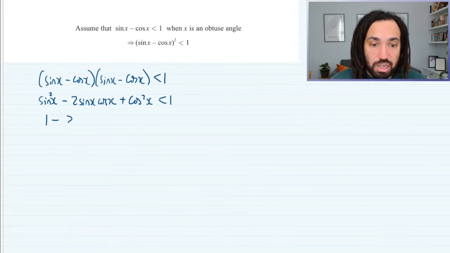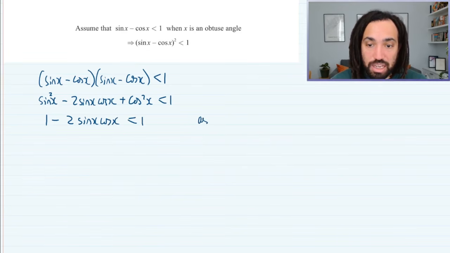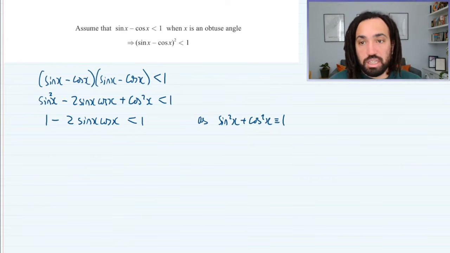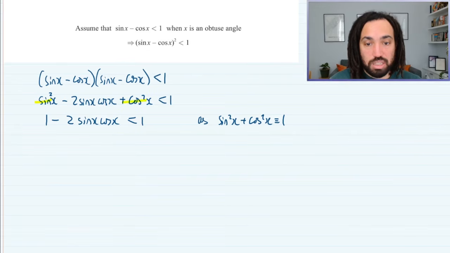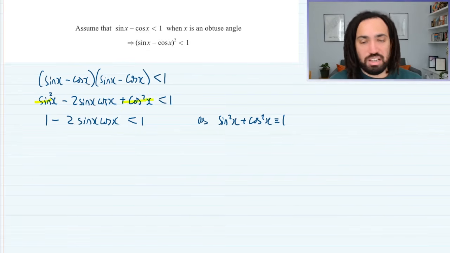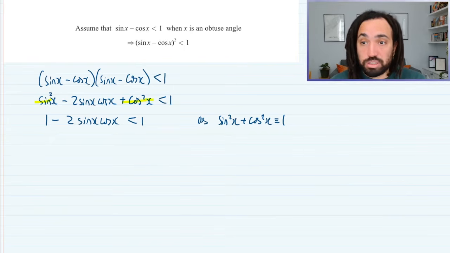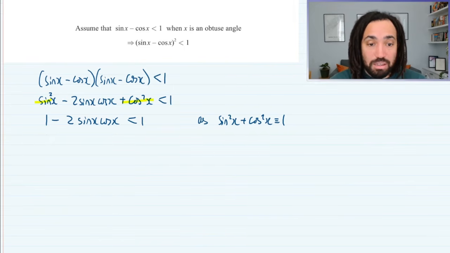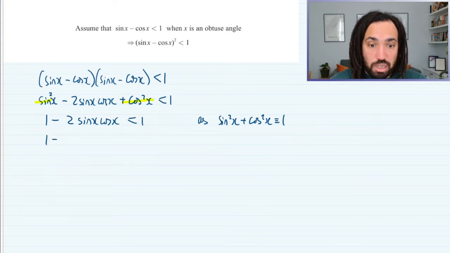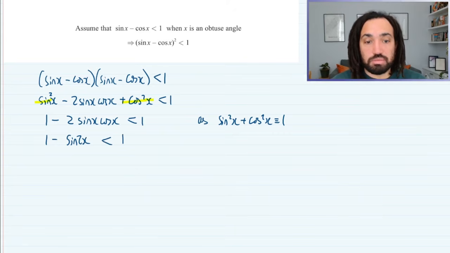Now this is going to be 1 minus 2 sine x cos x, and I'm just going to write here as sine squared x plus cos squared x is equivalent to 1. So we just swapped out the sine squared plus the cos squared for a 1, and just written down the identity next to it. It's a proof question. You want to give as much information as possible. So this is equal to sine 2x. We know that from our double angle formula. So 2 sine x cos x is sine 2x.